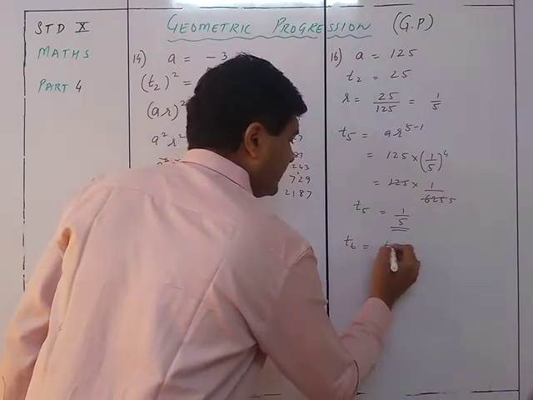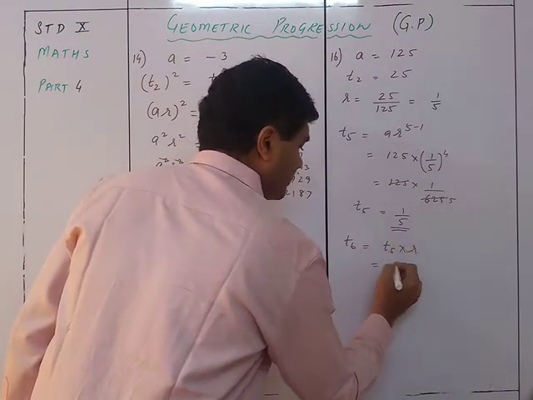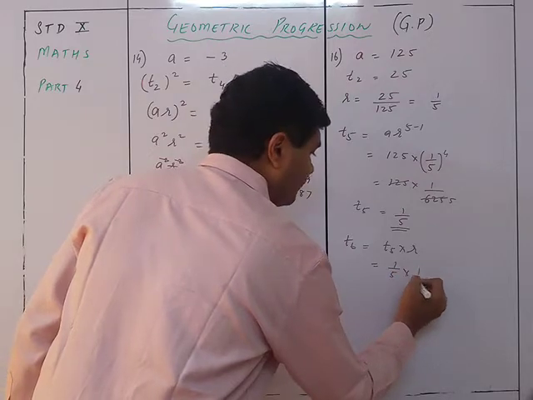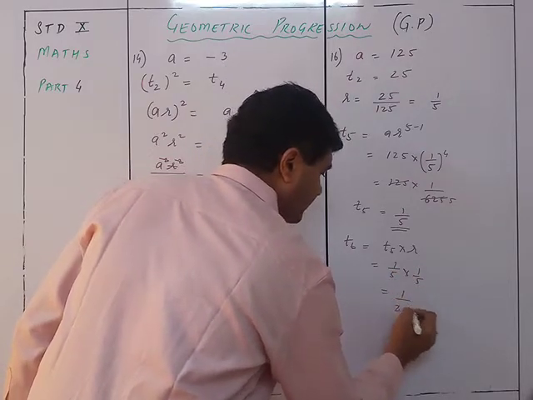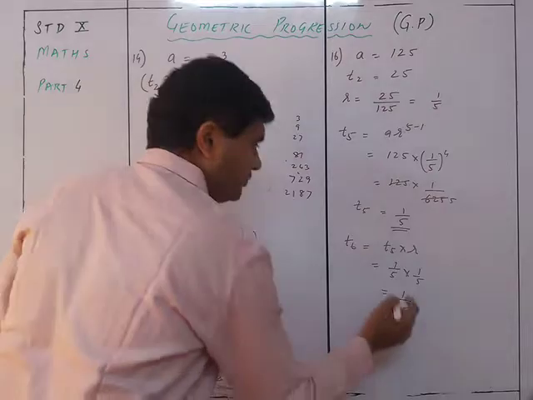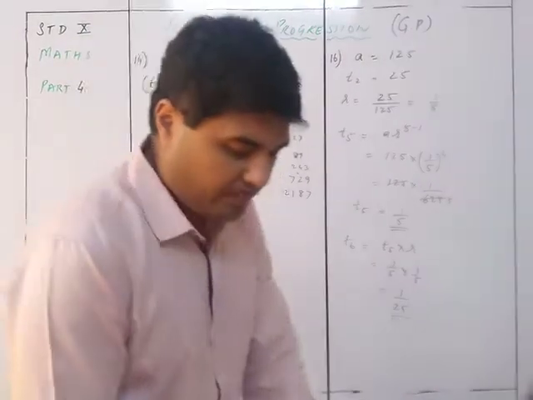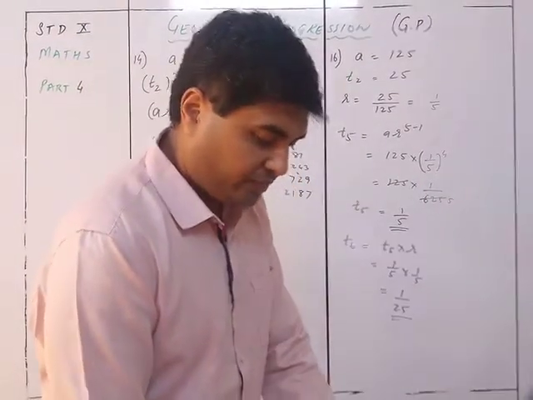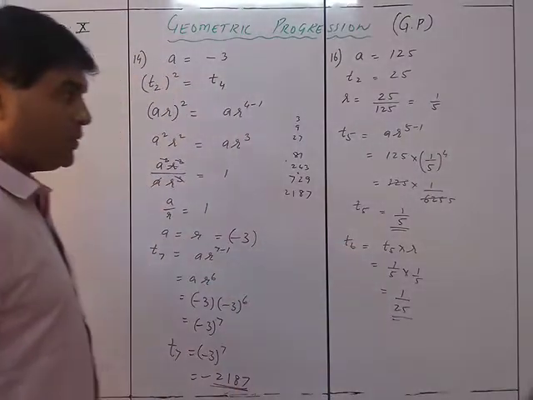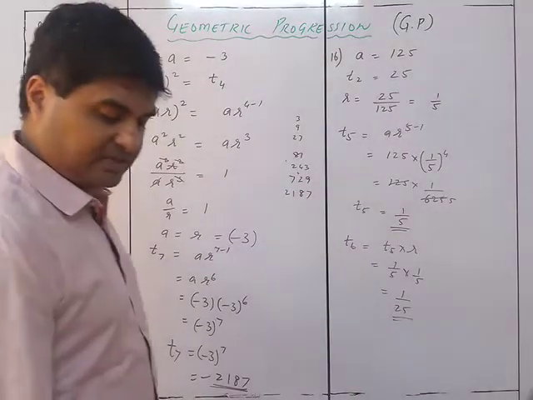T6 will be equal to T5 into r, which is 1 upon 5 into 1 upon 5, which is equal to 1 upon 25. So the fifth term will be 1 upon 5 and the sixth term will be 1 upon 25. Fifth, 1 upon 5 and 1 upon 25. That was sum number 16.